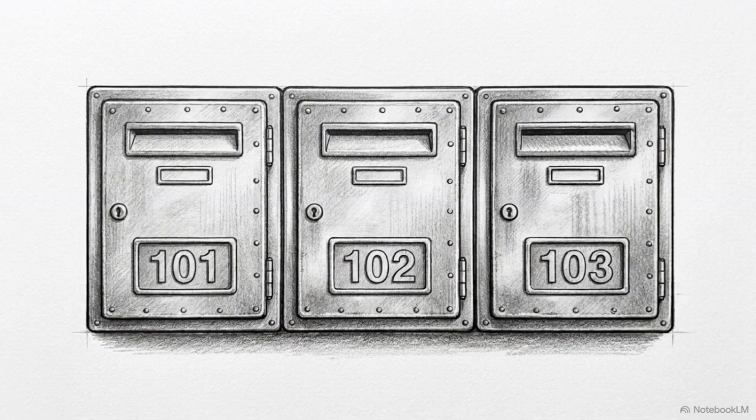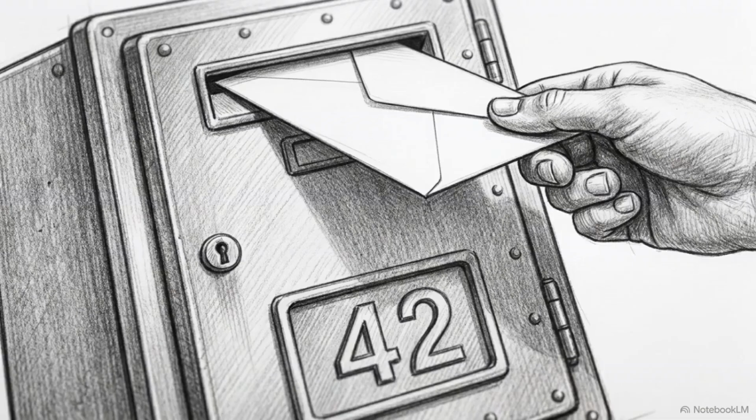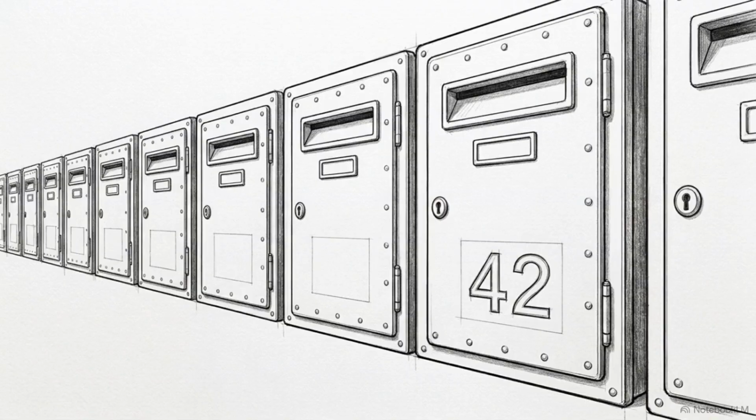You have identical mailboxes lined up in a neat row, and they are all numbered sequentially, one after another. Because the boxes are organized by number, you don't have to guess where a letter goes. If you're looking for box 42, you can walk straight to it. You don't have to open boxes 1 through 41 just to find the right person.